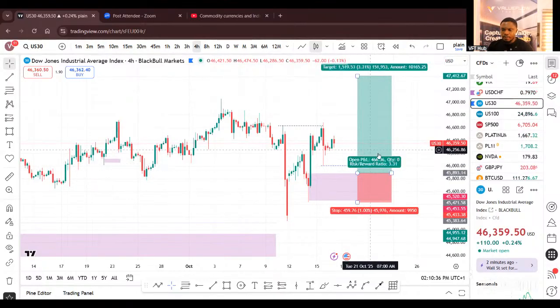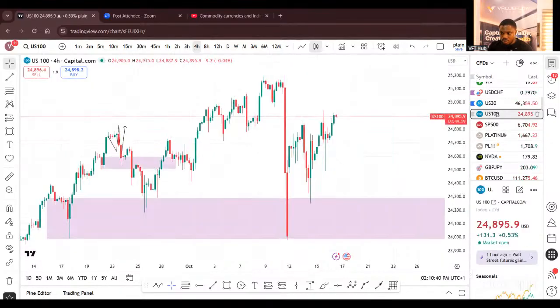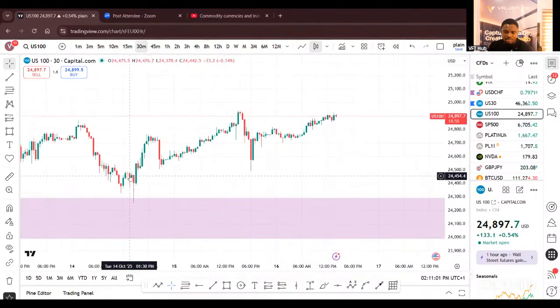On US 100, I marked out this level in the morning, and I mentioned that I wouldn't be taking the trade, because price has already mitigated this level for US 100. So I want to just leave out this pair, that's the NASDAQ, except if I see something interesting. On the 30-minute time frame, it's looking really, really interesting.